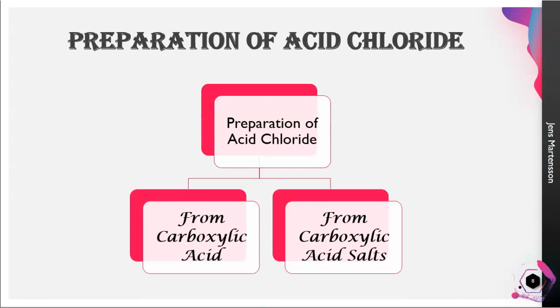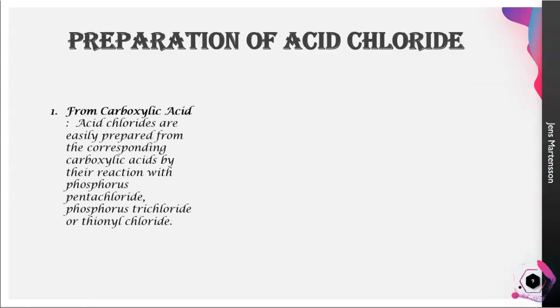There are two methods that we are going to see for the preparation of your acid chloride. The first one being from carboxylic acids. The second one is from carboxylic acid salts. So we'll take each one step by step. The first one is from carboxylic acid. Acid chlorides are easily prepared from the corresponding acids by reaction with either phosphorus pentachloride, phosphorus trichloride or thionyl chloride.